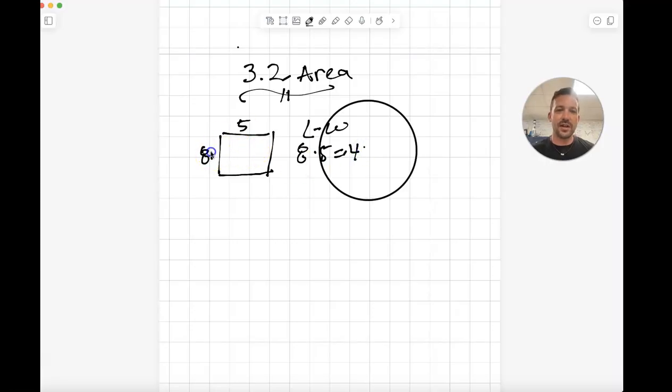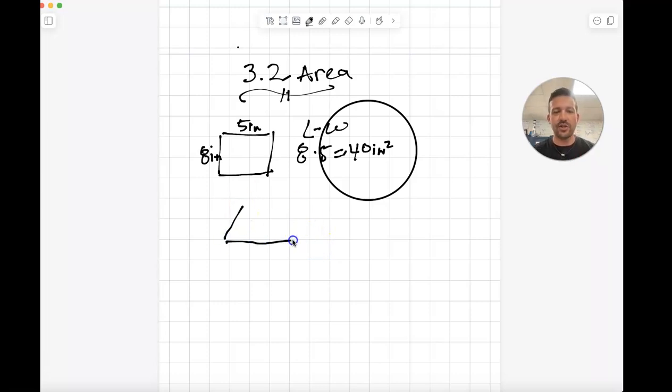And if it has units on it, like inches, that's just supposed to be 40. If it has something on it like inches, then the way that you would write it is 40 inches squared, or square inches, because it just means that you multiplied the units together, okay? So that's how you find the area of a rectangle.